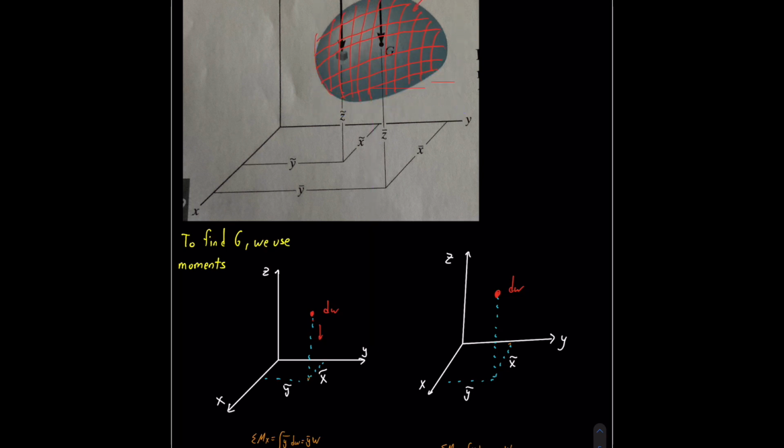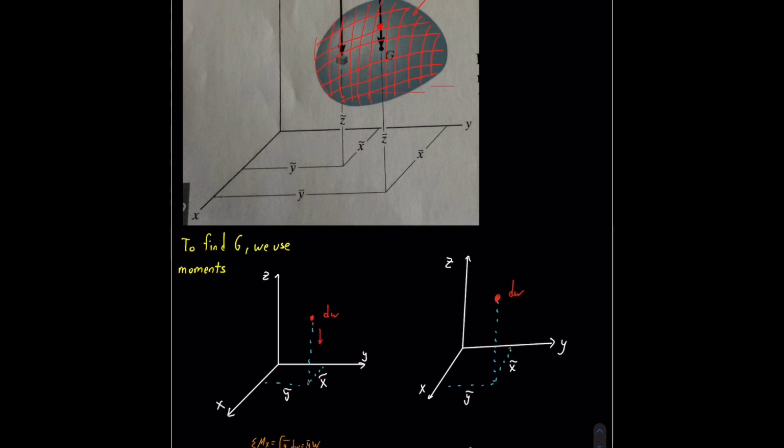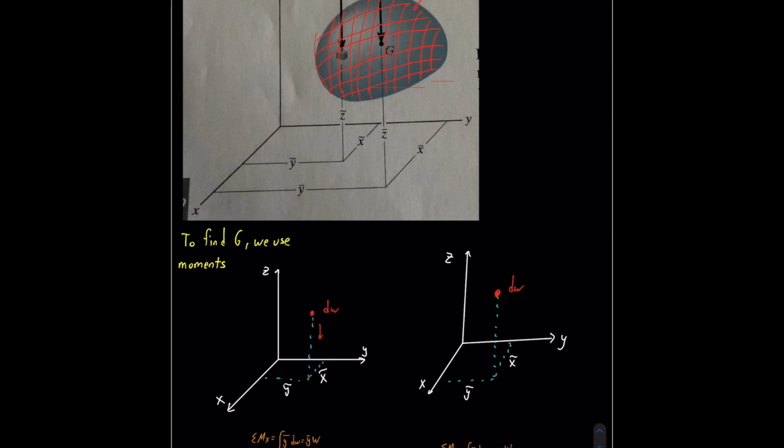Now imagine if all these squares were infinitesimally small dw's. Each of these squares, or dw's, or infinitesimally small weights, has its own x theta, y theta, and z theta components or coordinates. Now, summing all the dw's up, you're going to get the entire weight of this body.